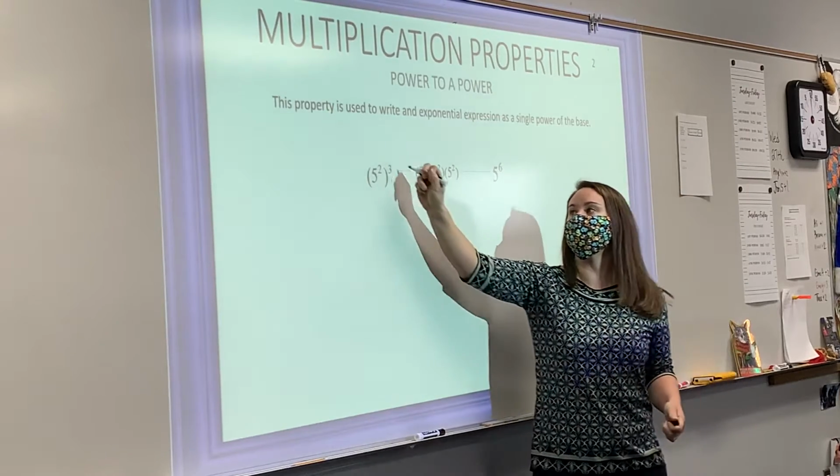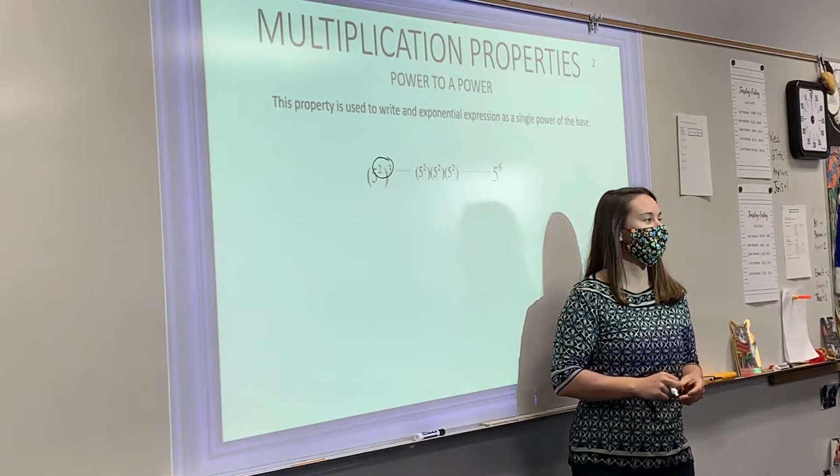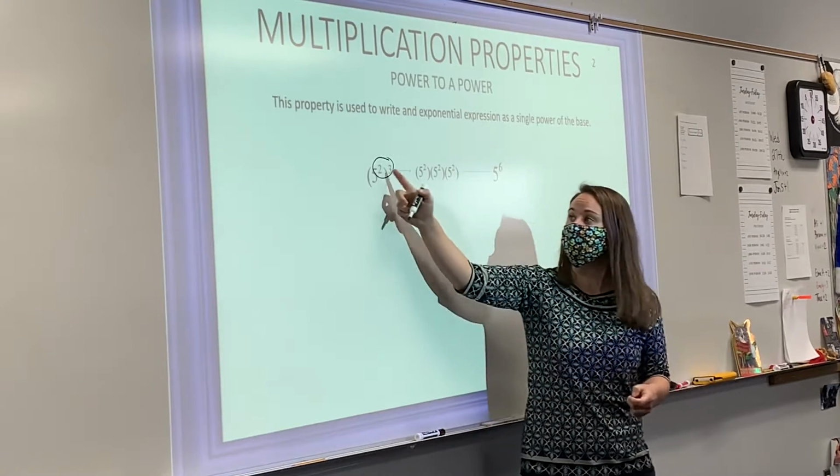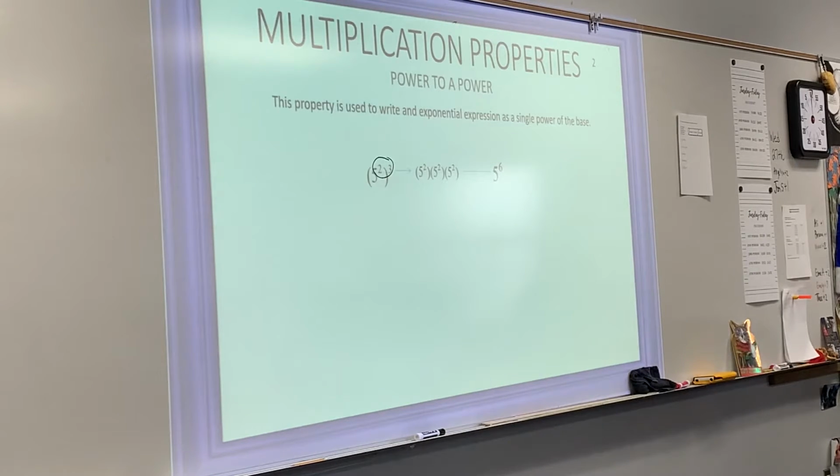So what do you think we do with these two numbers? We multiply them. Because a 2 times a 3 gives us a 6. Here's another example.